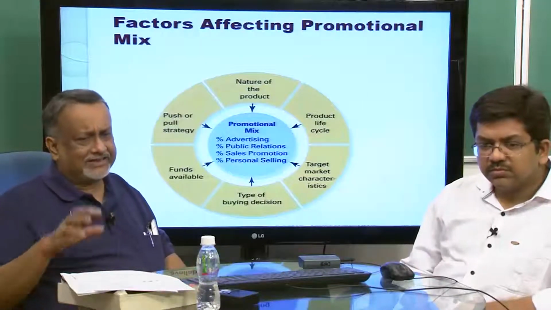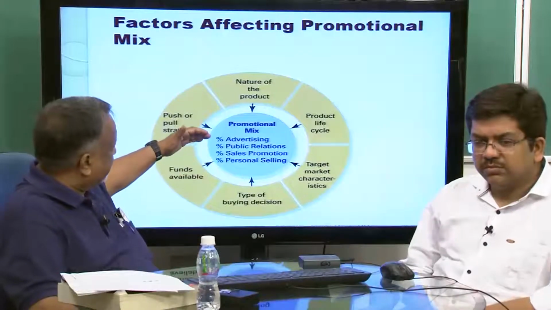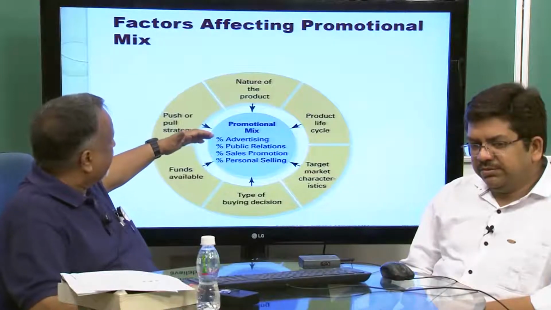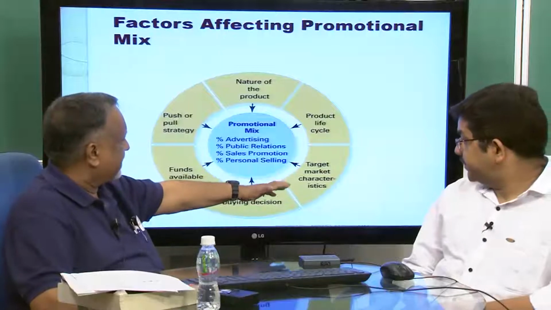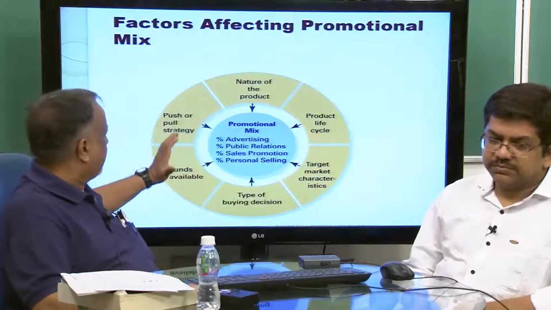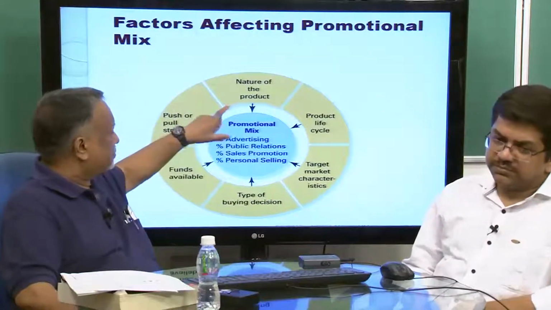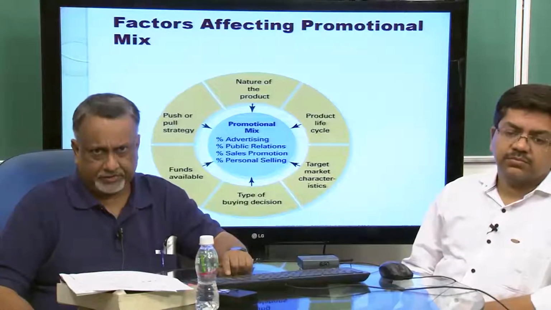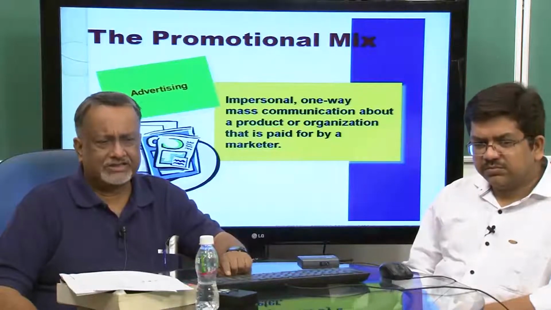So, these are the factors that affect the promotional mix: what percentage will be spent on advertising, what percentage on public relations. That will depend on the nature of the product, the life cycle position, the target market characteristics, the type of buying decision, funds available, and push or pull strategy, and how this is used. We had a lot of discussion during the week when we discussed promotion. So, these are the promotional mix.